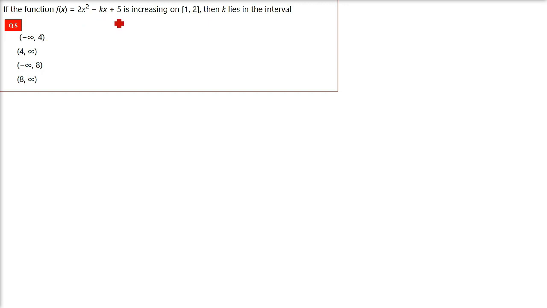If the function f(x) equals 2x square minus kx plus 5 is increasing in (1, 2), then k lies in which interval? It is increasing.